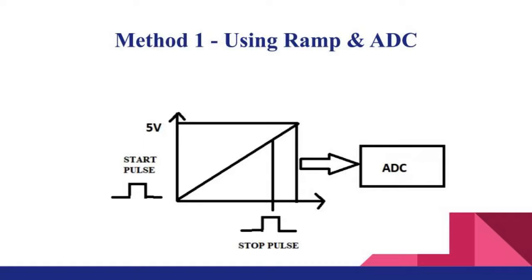Therefore, 2 raised to 16, as we are using a 16-bit ADC, we will have 65536 possible values, and for 25 microseconds we are getting 381.4 picoseconds as the resolution, and if we take it as 100 nanoseconds, we will get a resolution of 1.52 nanoseconds.